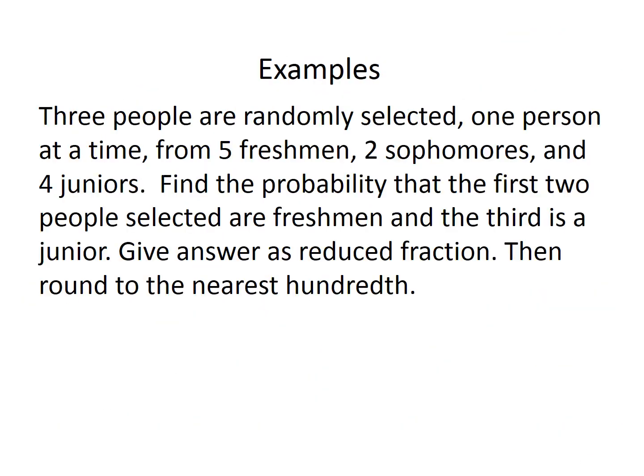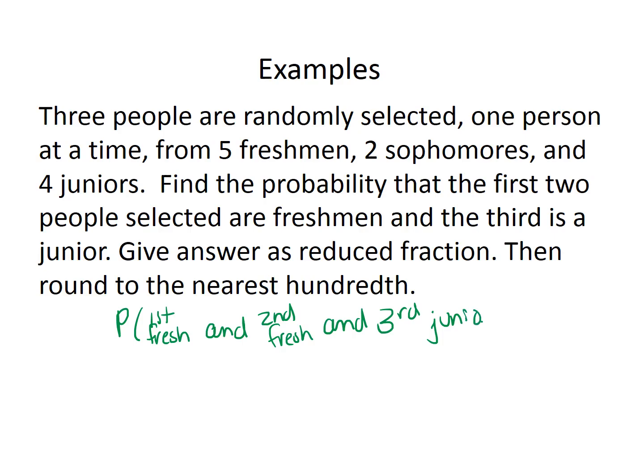3 people are randomly selected, 1 person at a time, from 5 freshmen, 2 sophomores, and 4 juniors. Find the probability that the first 2 people selected are freshmen and the third is a junior. So we want the probability the first is a freshman and the second is a freshman and the third is a junior. Not or. It has to be exactly all of those and. Give your answer as a reduced fraction, then round to the nearest hundredth.